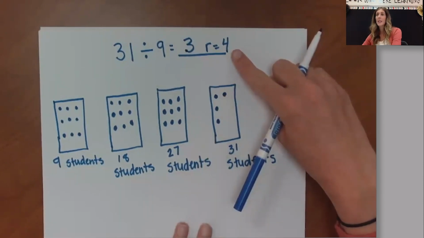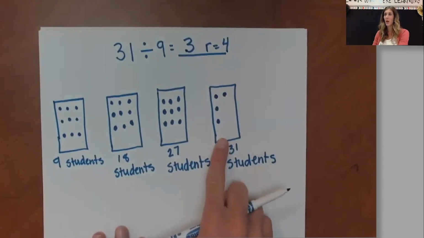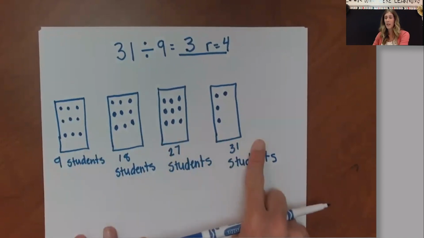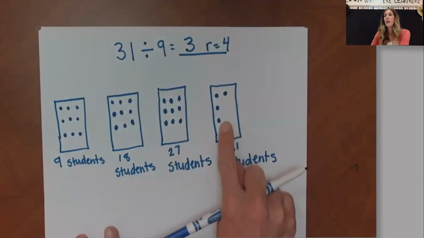Can 3 vans be used to drive all of the 31 students? No, because there are still 4 more students who have to go to the game. So how many vans do we need to drive all 31 students to the soccer game? Good job. We would need 4 vans because we still need that 4th van, even though it's not full, to carry these other 4 teammates to the soccer game.